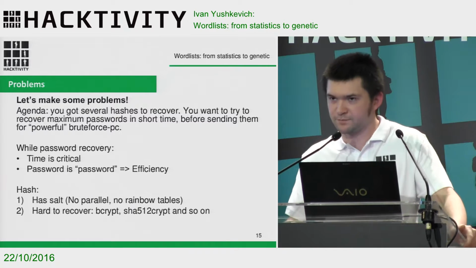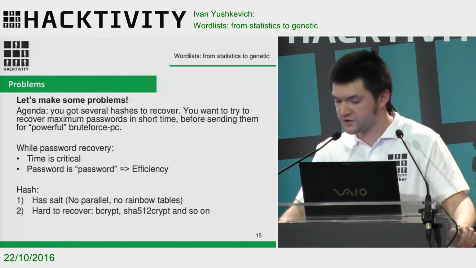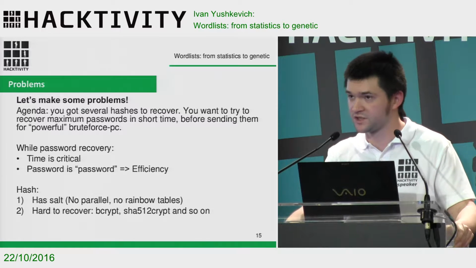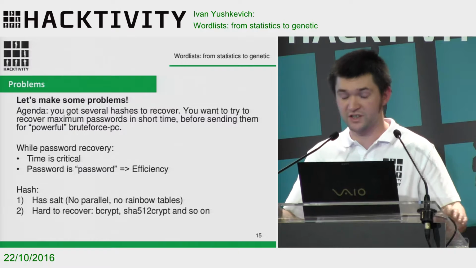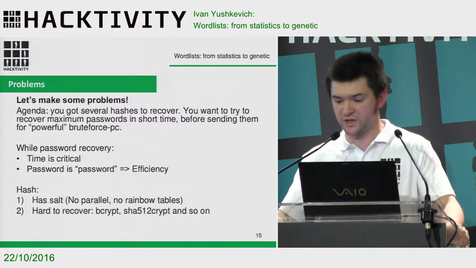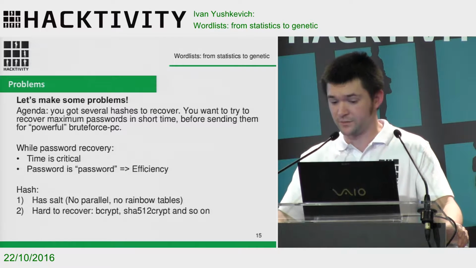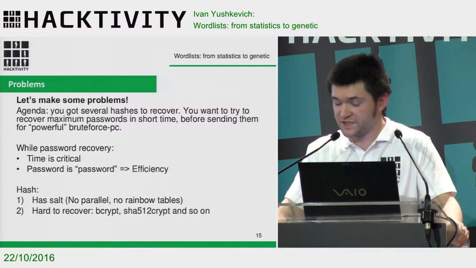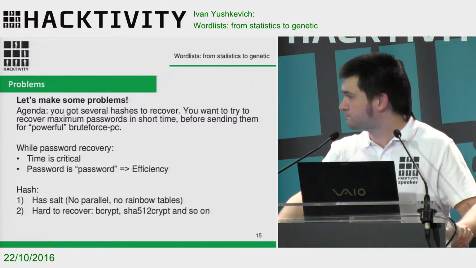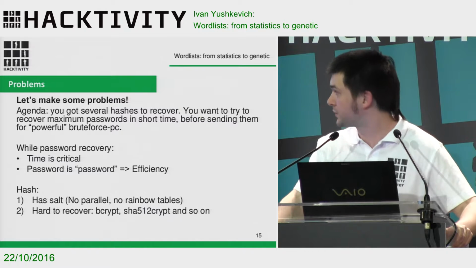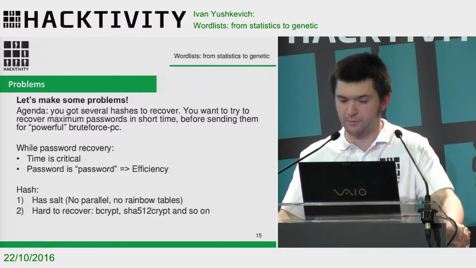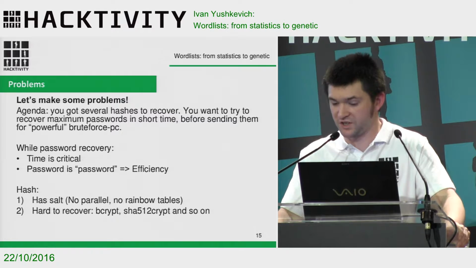So let's make some problems. First of all, during a pen test, for example, I somehow get credentials and I'd like to crack them right now and use the clear text passwords to get access to other servers and data. And if I can't do so, I send them to a powerful rack station or brute force PC. So the time is really critical for me, and I should pick some methods that have much efficiency.